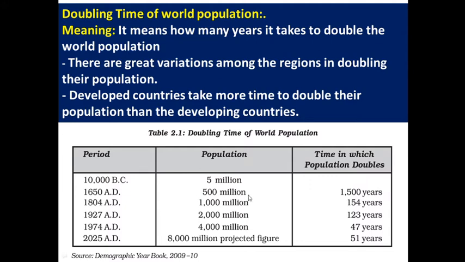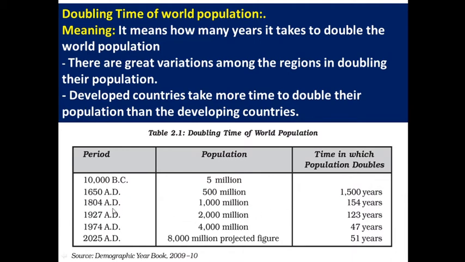So here, in order to explain the doubling time of world population, we have a table. If we talk about the doubling time of world population, from 1650 AD to 1804 AD, the population doubles from 500 million to 1000 million. So how many years does it take to double the population of the world? It takes 154 years.